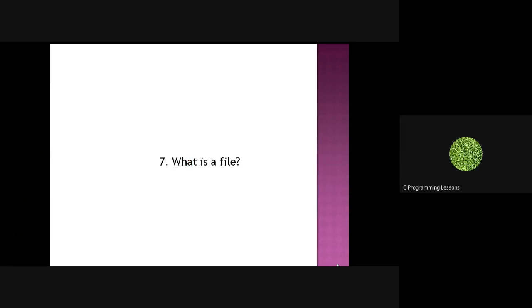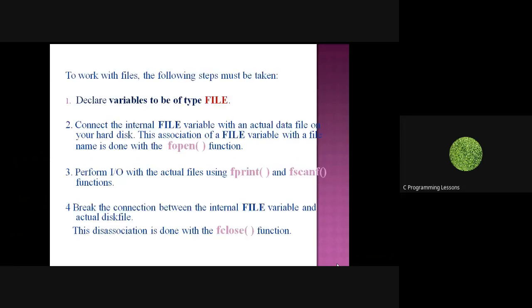Now, what is a file? The C programming language permits us to manage or handle files. So a programmer can read data directly from a file or write data directly to existing files in the computer memory. For doing that, we need to have a file variable, which is actually a pointer that points to the starting address of the file.